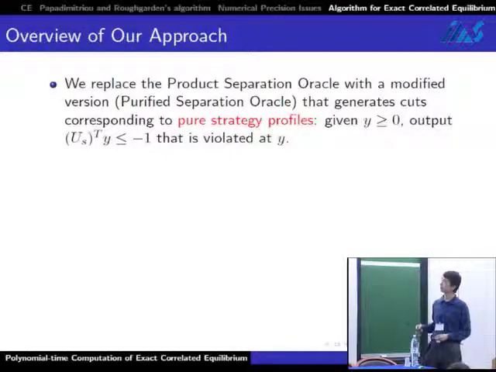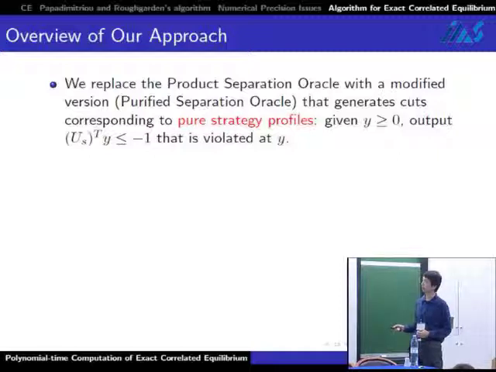So the key ingredient of our algorithm is the following. Instead of the product separation oracle of the original algorithm, we use a modified version, which we call the Purified oracle, that generates cuts corresponding to pure strategy profiles. In particular, given the input y, it would output basically a row of the original dual program D corresponding to some specific action profile S, such that this constraint is being violated at y.